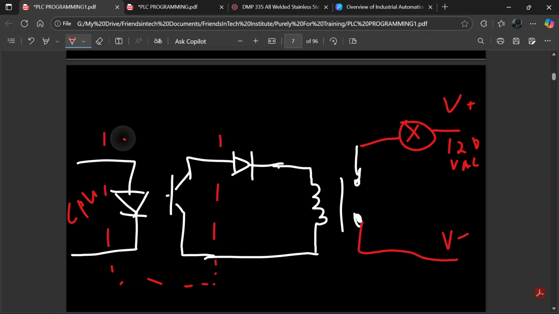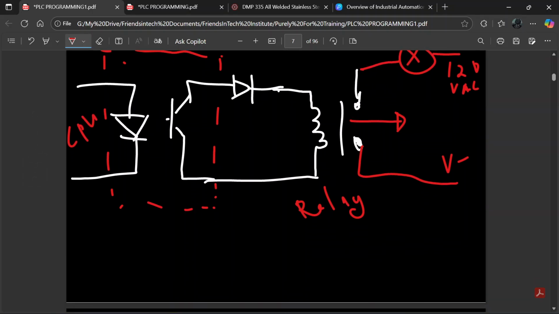So the signal from the CPU is enough to energize the coil of the relay. So when this signal coming from the CPU energizes the coil of the relay, it will move this armature to this side, therefore making the contact and switching the load.